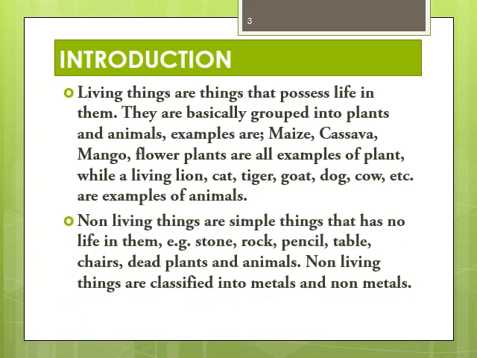Non-living things, on the other hand, simply means things that do not have life in them, or living things that the life has been taken out of them. For example, stone, rock, pencil, table, chairs, and dead plants and animals are examples of non-living things. Non-living things are classified into two, basically metals and non-metals.